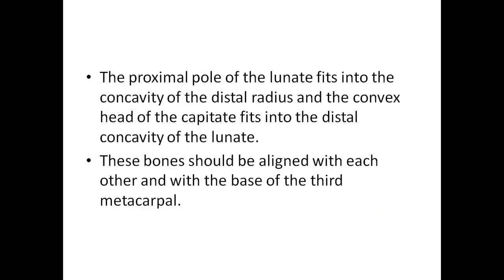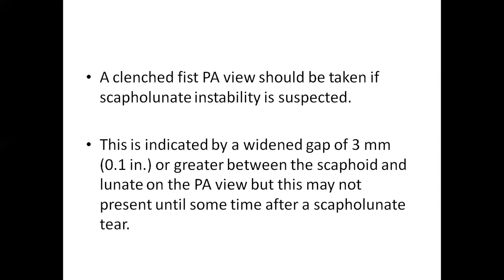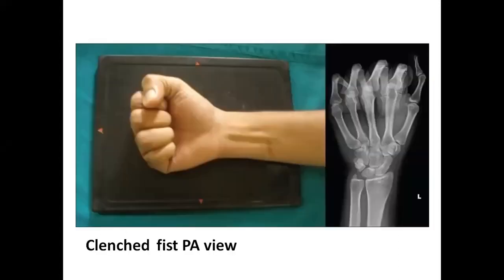We have discussed the lateral view as well. Another view is known as the clenched fist view, which is a variant of the PA view, the posteroanterior view. That simply means the person will make a fist and then a PA view will be taken. If we look here, this is the clenched fist PA view, and this is the X-ray of the person making this fist.